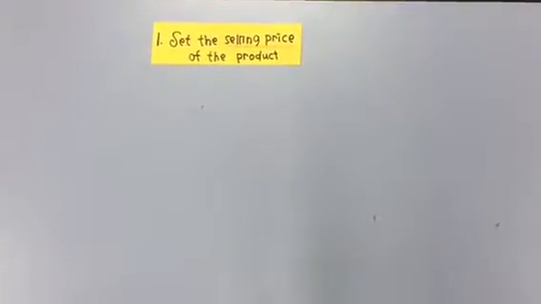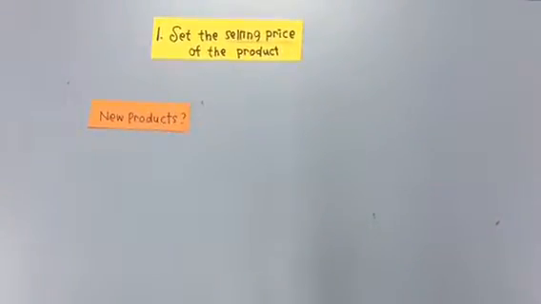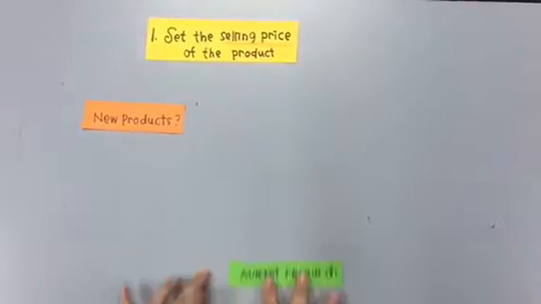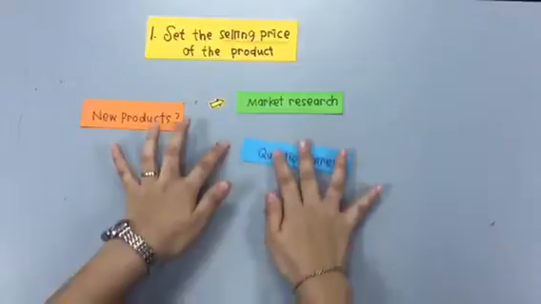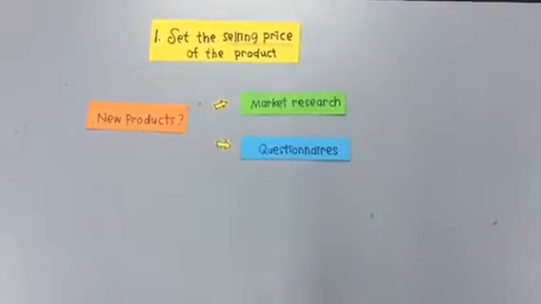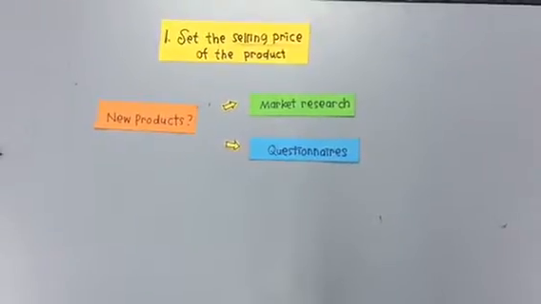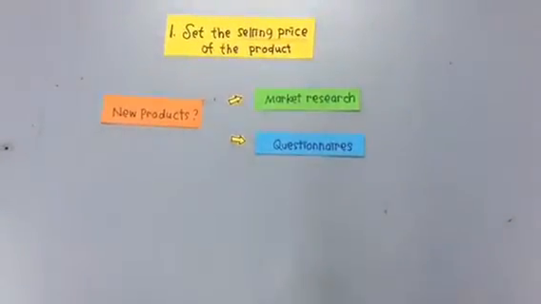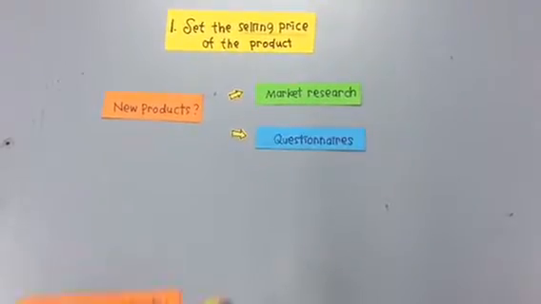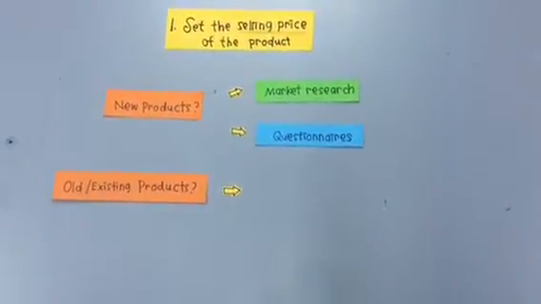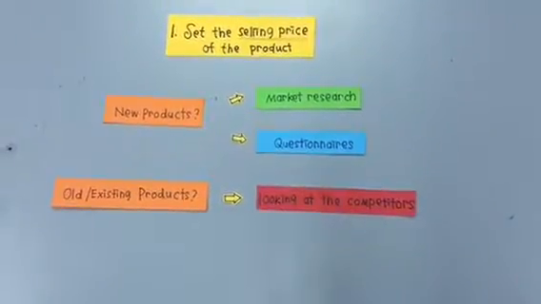In order to set the selling price for new products, which are products not in the market yet, the company should do market research and give questionnaires to potential customers. The questions asked should consist of what the customer wants the product to be and what price they can afford to buy the products. As for old or existing products, the company should look at their competitors' prices in order to set the selling price.